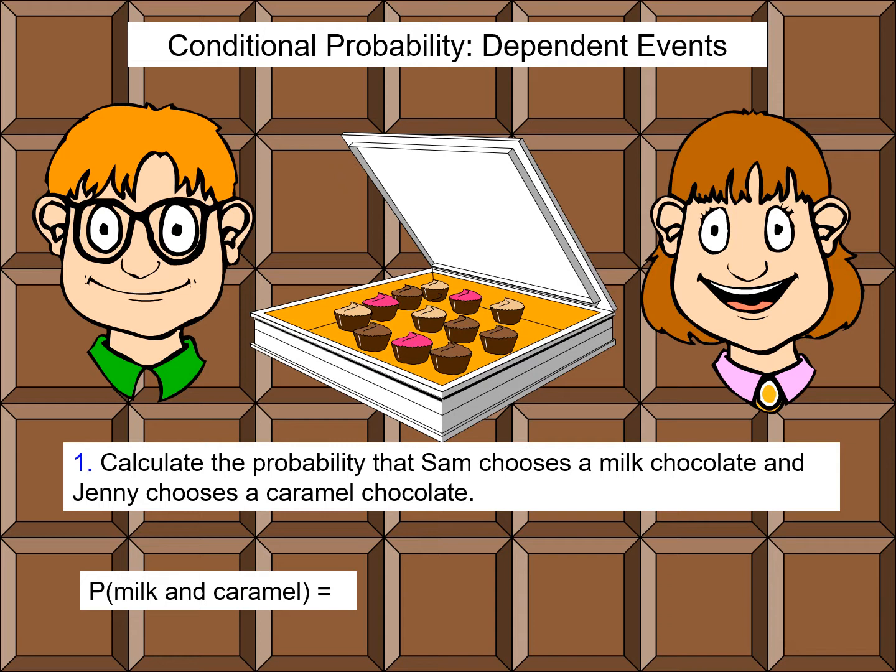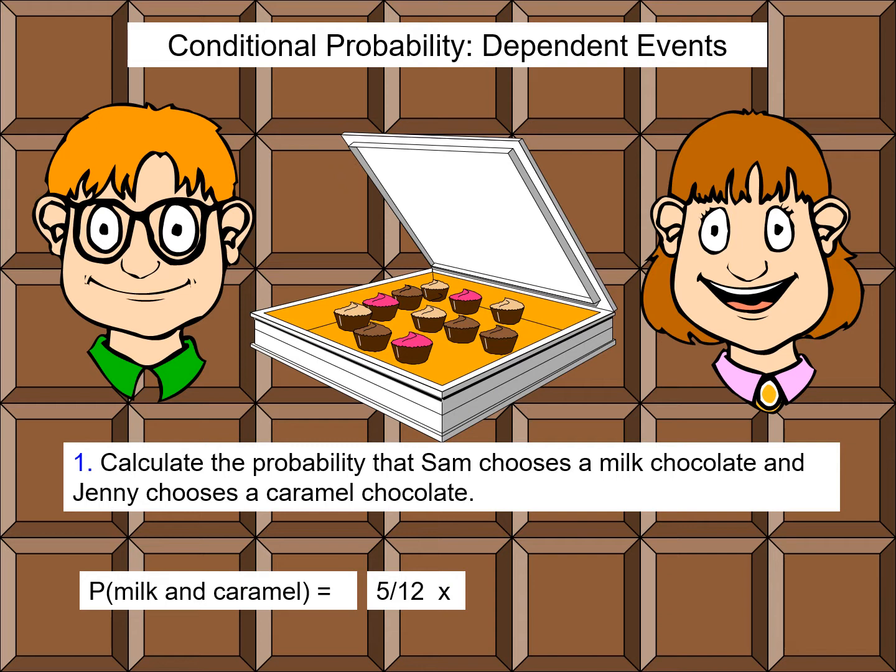Let's have a look. So the probability of a milk for Sam and a caramel for Jenny. Let's start with Sam. There are 5 milk chocolates here out of 12 possible chocolates. So the probability of him getting a milk chocolate is 5 out of 12. Once he takes that milk chocolate, there are 4 milk chocolates left, but this isn't important to this question because we now want a caramel chocolate.